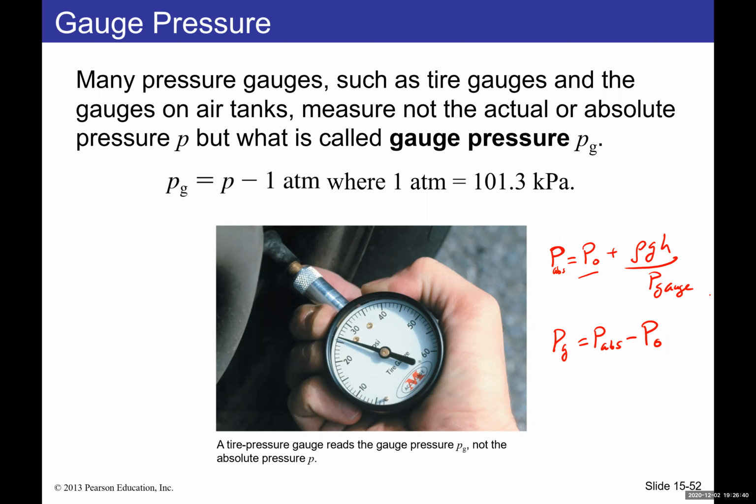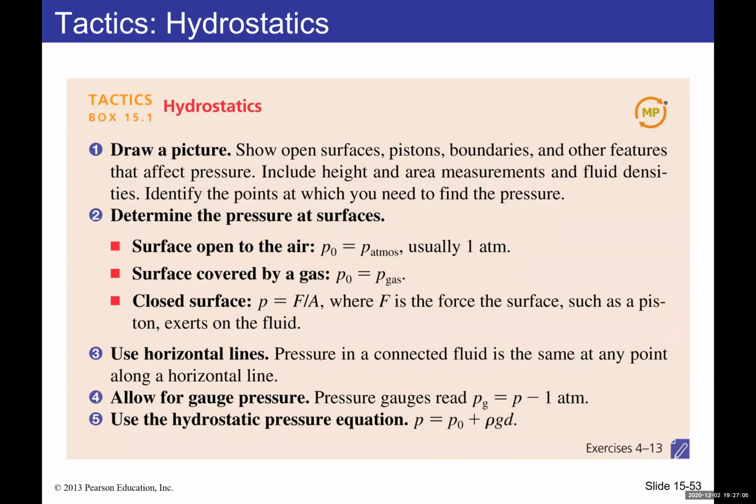A lot of times when we're using a gauge to measure, let's say, tire pressure, what we're actually measuring is the pressure difference between inside and outside, which is basically the gauge pressure. That means this reading is the pressure difference rather than the pressure inside the tires.